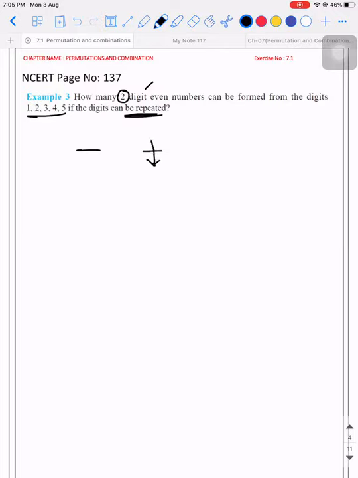The second space should either have 2 or 4. What do you mean by an even number, guys? A number which is divisible by 2. Are you guys there?